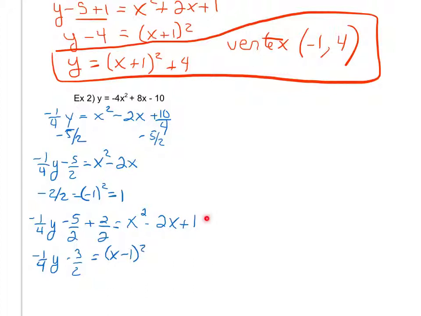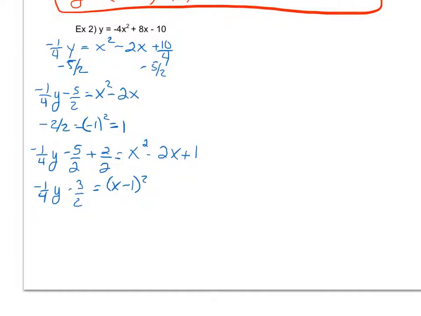since negative 1 times negative 1 multiplies to be 1 and adds to be negative 2. Again, it comes from right here. So now I want to get y by itself, so I'm going to add 3 over 2 to get it into that vertex form.